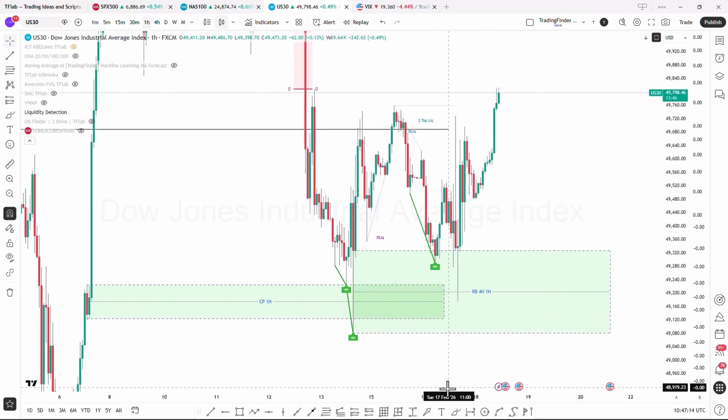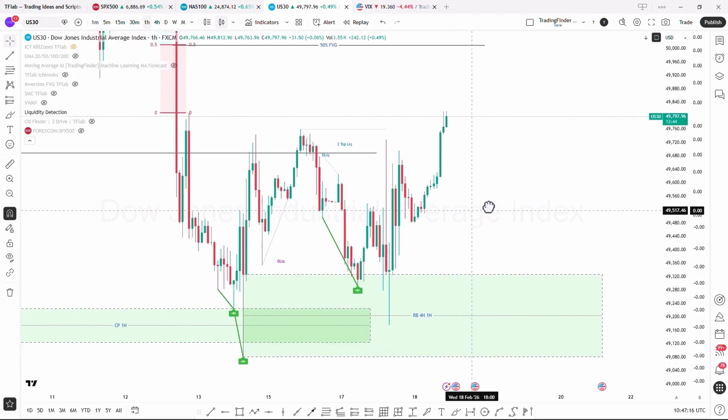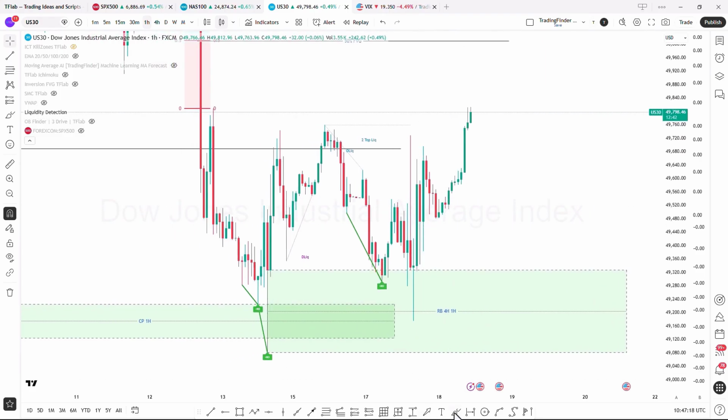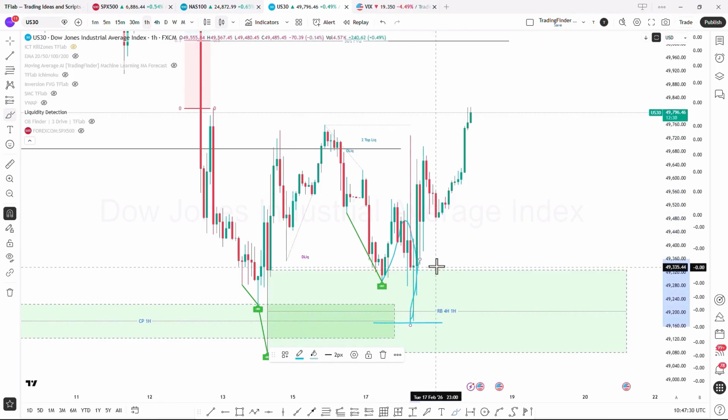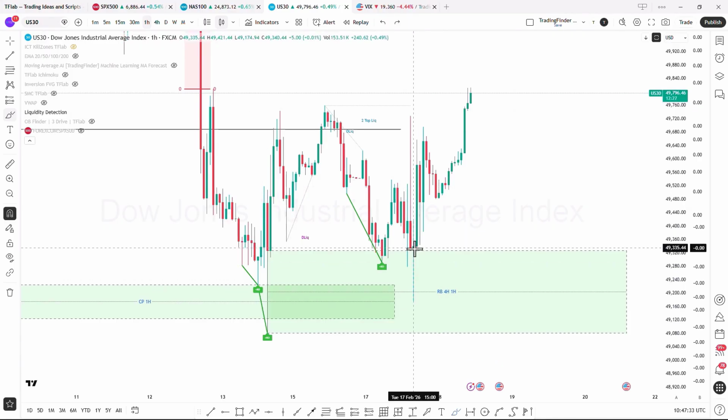With the 1-hour time frame analysis of the Dow Jones symbol, we can see the price movement, which, as we predicted, entered the overlap zone of a CP or continuation pattern. It was blocked by rejection. There was a reaction to this zone, and after that, our signal was confirmed as the price closed.